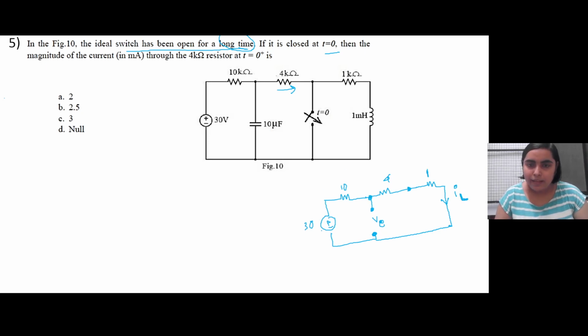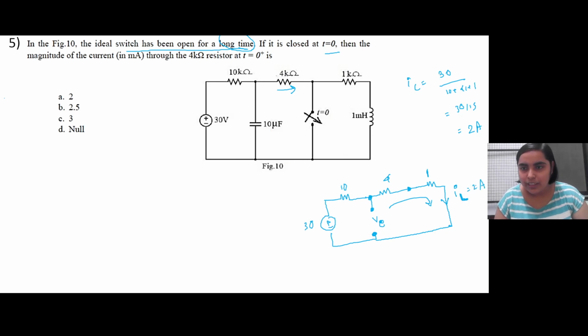So let us simply solve the circuit. Let us first calculate what is IL. IL will be equal to 30 by 10 plus 4 plus 1, which is 15, so 30 by 15 is 2 ampere. So 2 ampere current is flowing through the inductor.